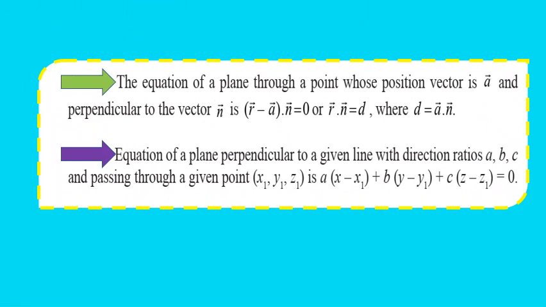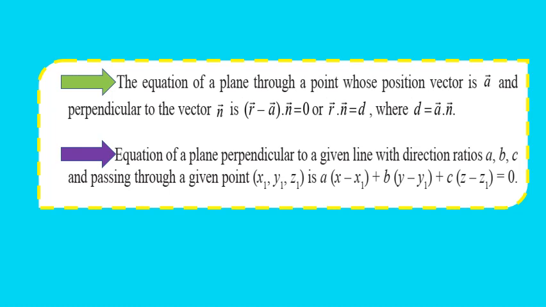Next we have the equation of a plane through a point whose position vector is a and perpendicular to the vector n is (r minus a) dot n equals 0, or it is also written as r dot n equals d, where d is equal to a dot n. Now a is the position vector of any point and the plane is perpendicular to the vector n, then the vector equation is (r minus a) dot n equals 0. Clear?